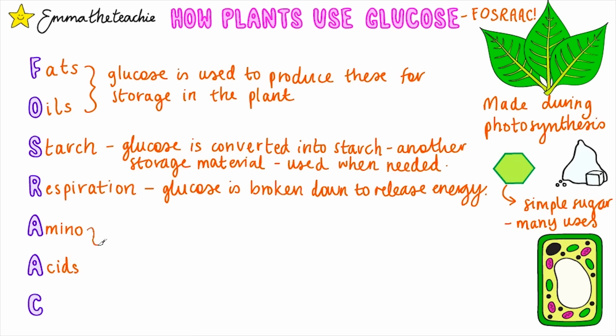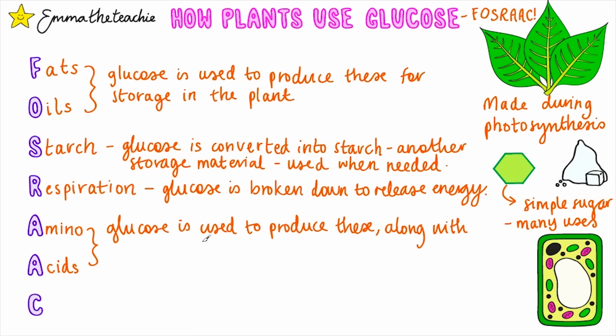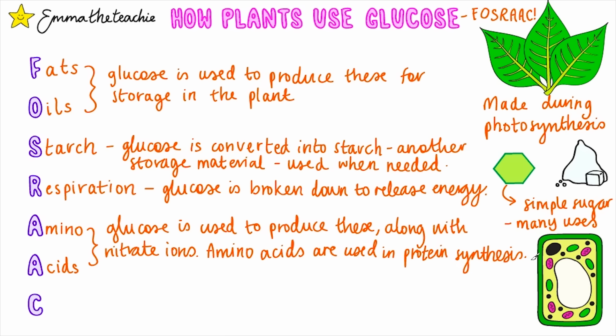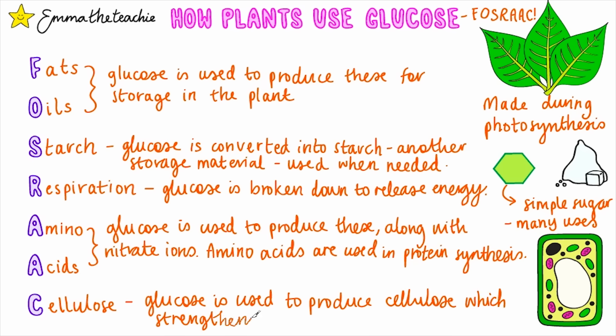A and A are for amino acids. Glucose is used to make amino acids, along with nitrate ions that plants get from the soil. The amino acids are then used in protein synthesis, which just means making proteins. And finally, C is for cellulose. Glucose is used to produce cellulose, which is a molecule that strengthens the cell walls of plants, which is this part here. And that is pretty much it.